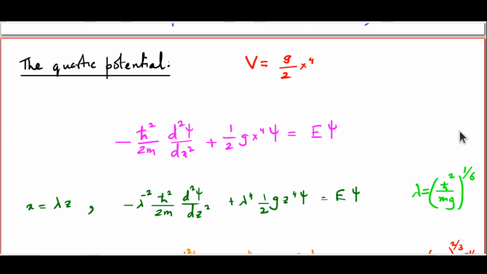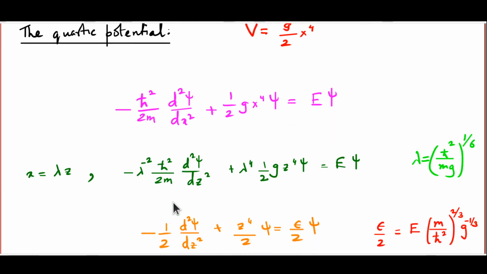We will change our independent variable x to z, where x is given by λz, and we will choose λ in such a way that our equation simplifies a lot. So once we plug x equal to λz into the Schrodinger equation, we end up with this particular version of the equation. Now, if you divide the whole equation through by λ⁴g, it's pretty easy to see that a choice of λ given by the 6th root of ħ² by mg is going to substantially simplify the equation, at least the coefficients here.